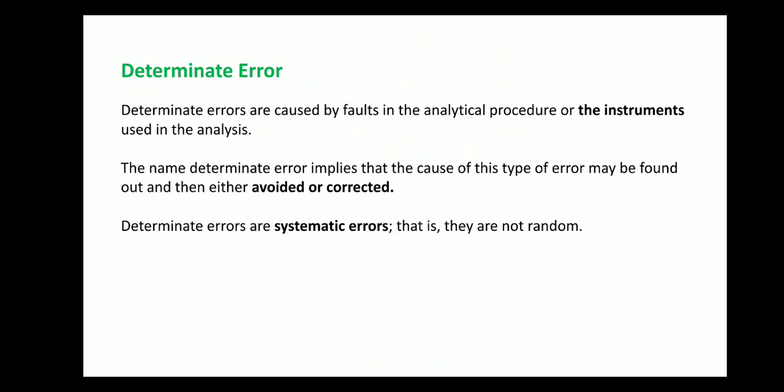So determinate error means, the name implies that the cause of this type of error is found out, and then it can be avoided and corrected. This is called determinate. You can find out where the error is happening, and you can sort it out and correct it also. That is called determinate error.